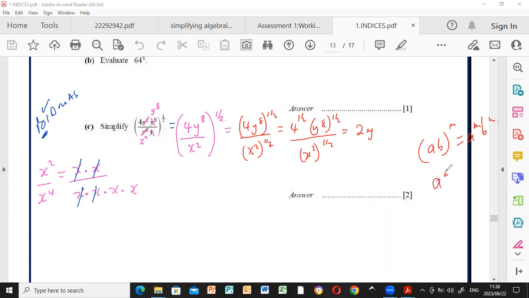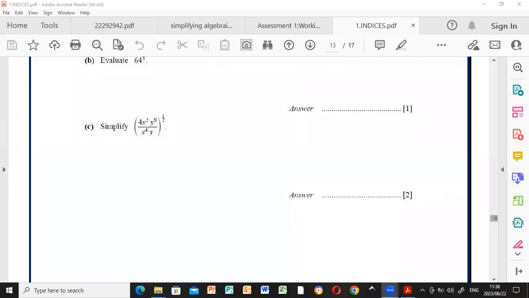There is a law that says when a power is raised to a power, keep the base and you multiply the powers. So y to the power of 8 to the power of half is the same as y to the power of 8 times half, which gives us 4. All over, what is x to the power of 2 to the power of half? Again, apply this law. You use a power raised to a power, keep the base and multiply the powers. What is 2 times half? You get 1. So the answer is 2y to the power of 4 over x to the power of 1. That's our solution in this case.